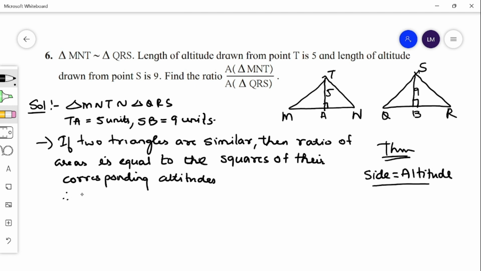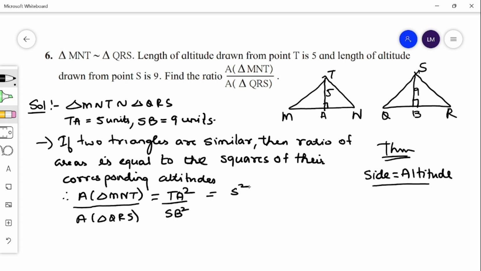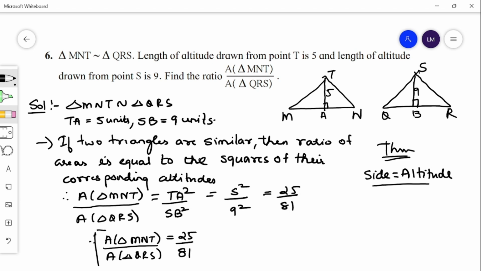So we can write area of triangle MNT upon area of triangle QRS is equal to, now for the first triangle MNT the altitude is TA, so we can write TA square upon SB square. The value for TA is 5, that is 5 square upon 9 square. Its value is 25 upon 81. So the final answer: area of triangle MNT upon area of triangle QRS is equal to 25 upon 81.